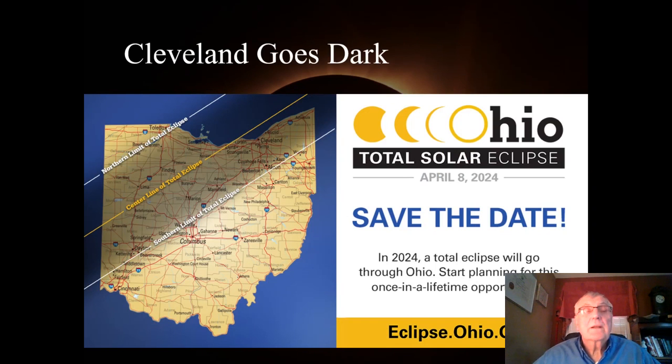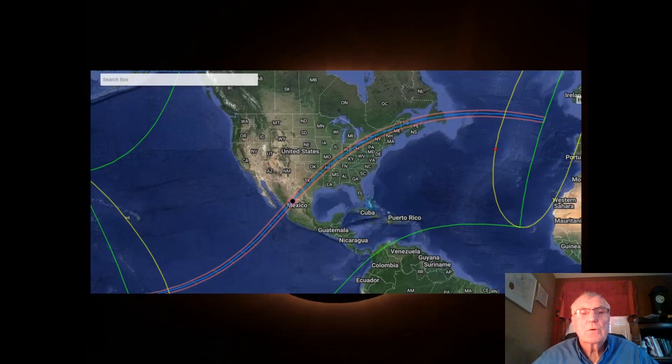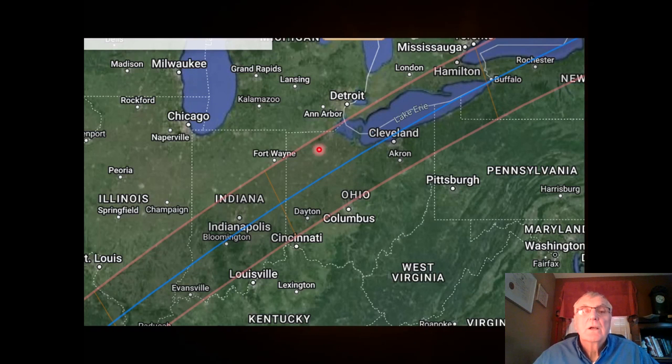Okay, so here's what's going on April 8th. This is the day Cleveland goes dark. This is the path of the eclipse up through Mexico, diagonally across the United States, and then along the St. Lawrence River. Here it is coming through our neck of the woods, through Illinois, Indiana, and Ohio. And then it follows right along Lake Erie, through Buffalo, Rochester. So anywhere along here is good.